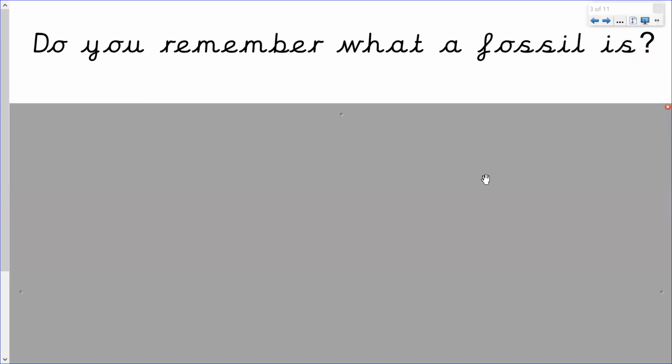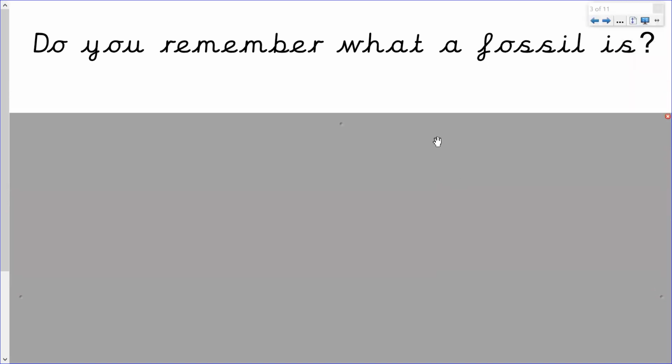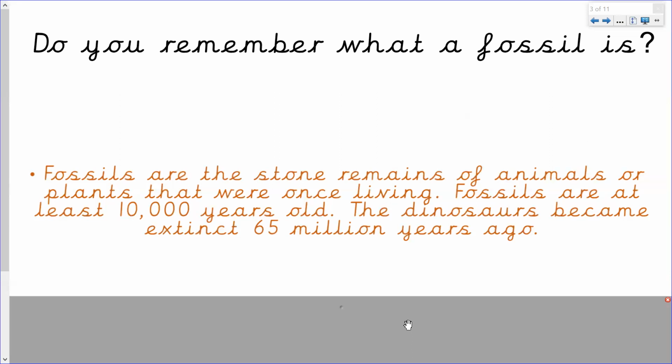Tell your teddy what you think a fossil is. Fantastic. Fossils are the stone remains of animals or plants that were once living. Fossils are at least 10,000 years old. The dinosaurs became extinct 65 million years ago.